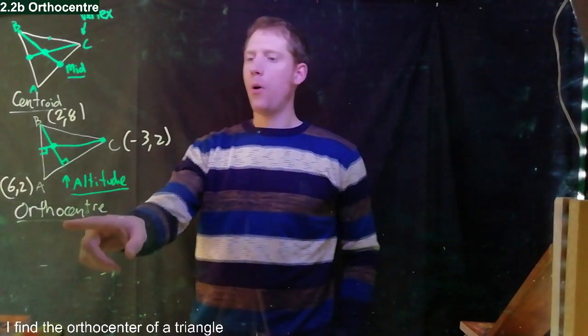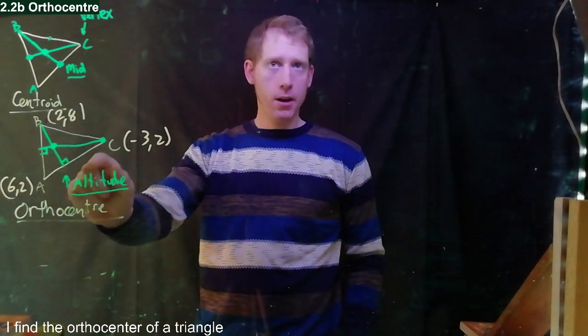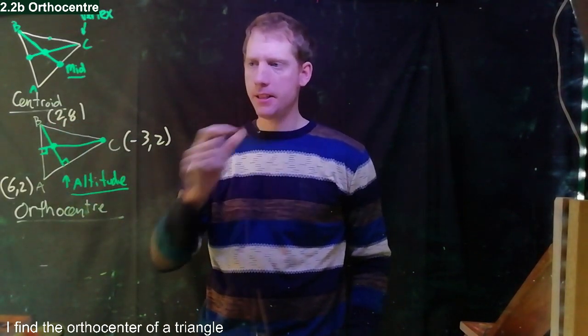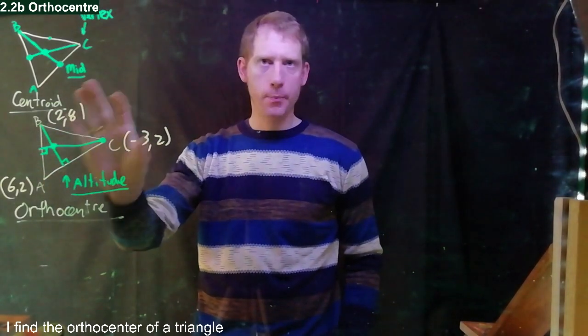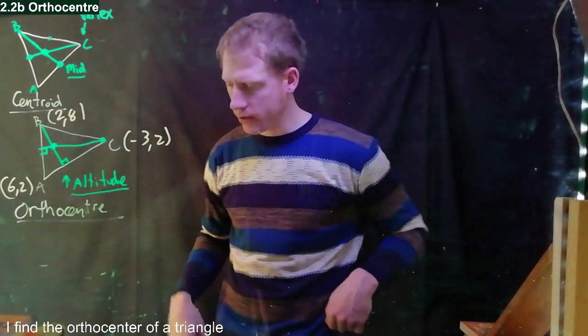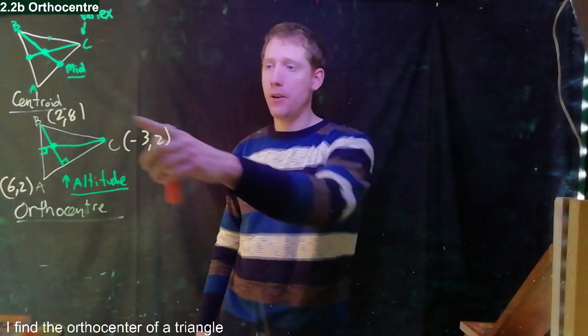So to determine the orthocenter, we need to find the perpendicular slope, the same as last class. And then we're going to use this vertex as the point on that equation and find where those two go. So let's have a try. Let's find the orthocenter for this triangle here.